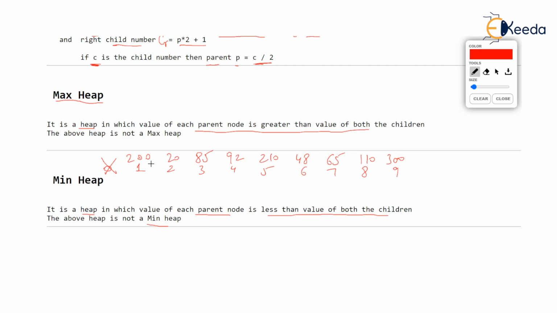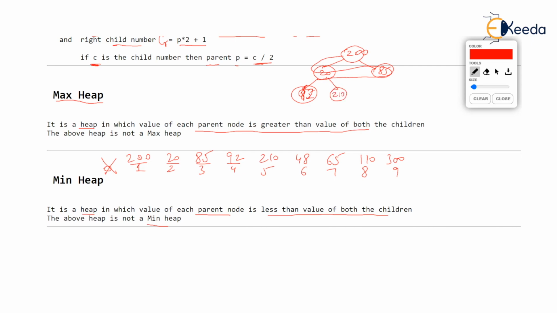Now, how can you represent this array in the form of a binary heap? Just keep adding values in sequence from left to right. So 200 goes to root. Left of 200 becomes 20. Right of 200 becomes 85. Then, in left to right sequence, the next position available is left of 20. So left of 20 becomes 92. Sorry for this overwriting. Then right of 20 becomes 210.